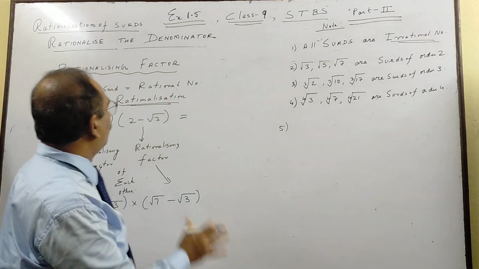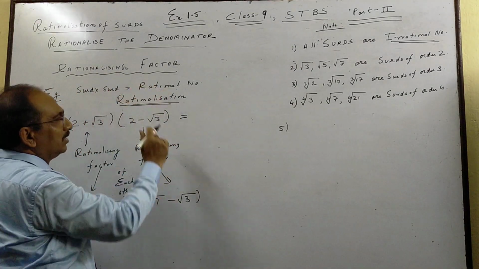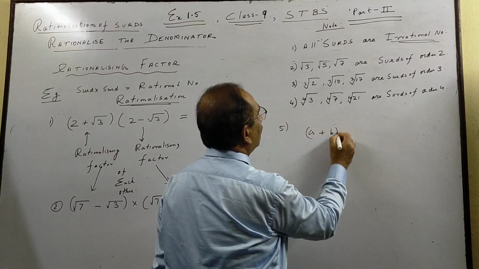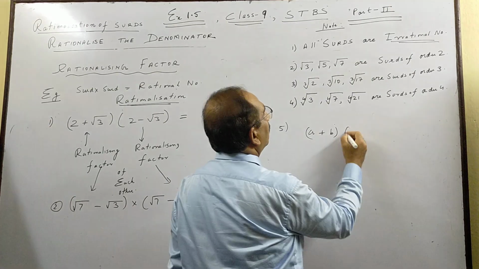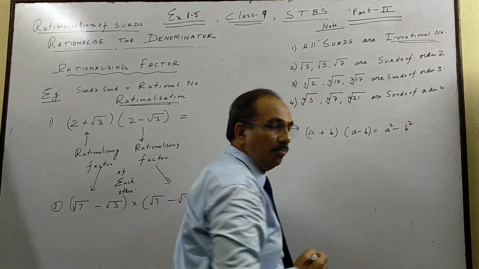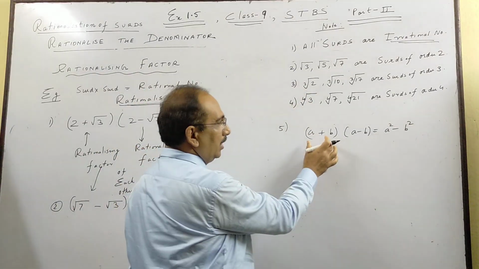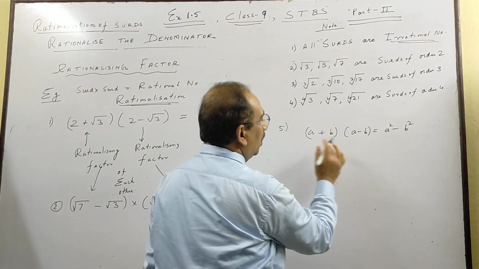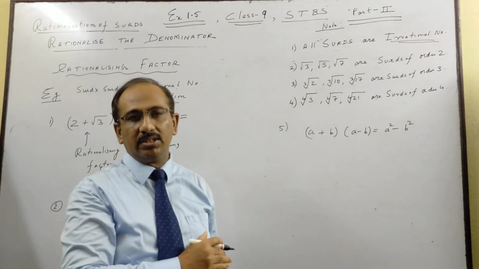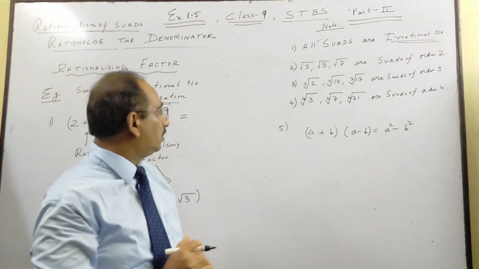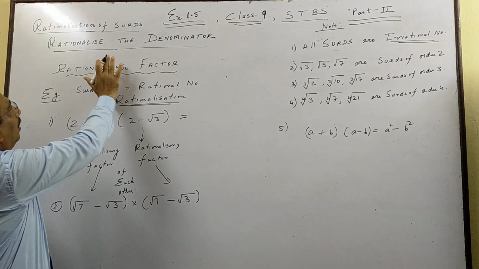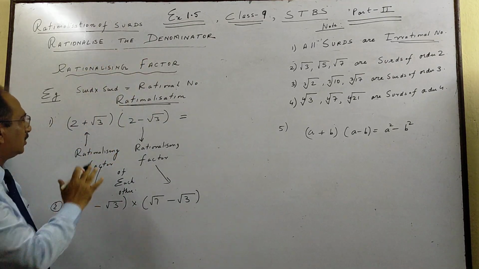So next we see what we apply. Before I teach you the rationalizing factor, we learn one very important result from expansion, children: (a plus b) into (a minus b) is a square minus b square. So here you see (a plus b) into (a minus b). This is the formula which we are going to use very frequently in this chapter to solve most of the sums.